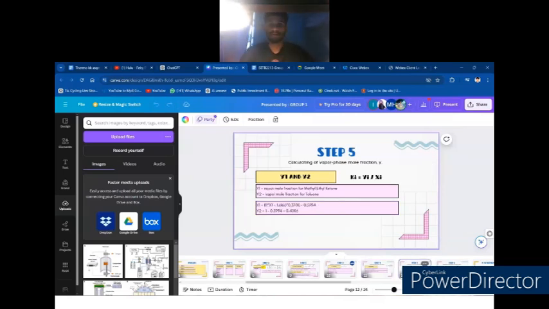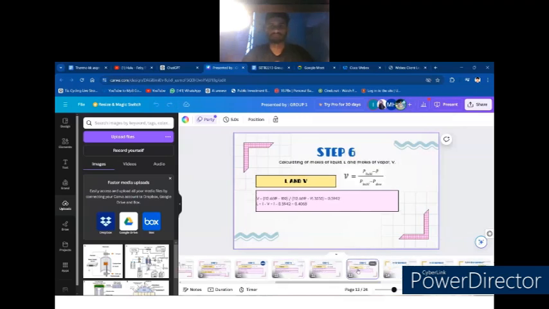Then we move to step 5, the calculation of mole fraction in the vapor phase, which is Y. Y1 is for methyl ethyl ketone and Y2 is for toluene. For that, we use the formula K equals Y over X, with the respective value for each compound. For Y1 we use K1 and X1. By doing that, we get the value for Y1 equal to 0.5994 and Y2 equal to 0.4006.